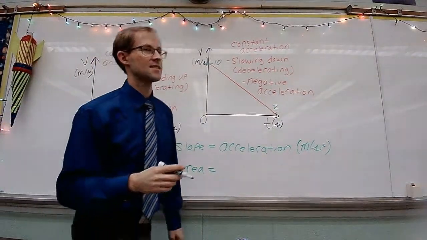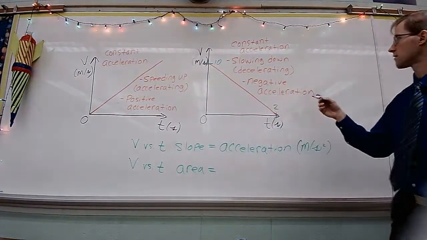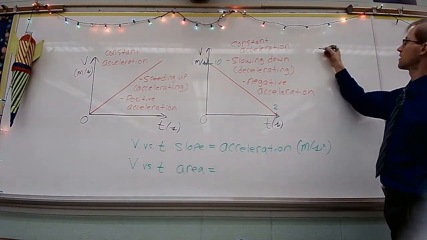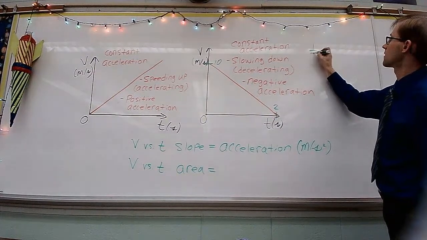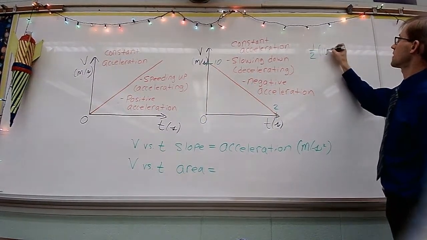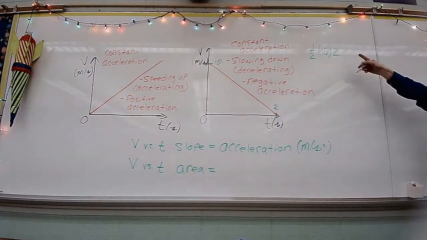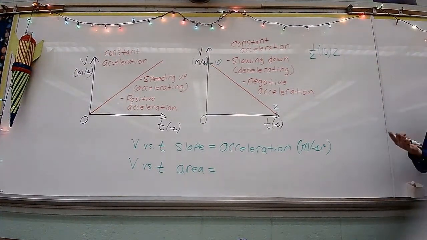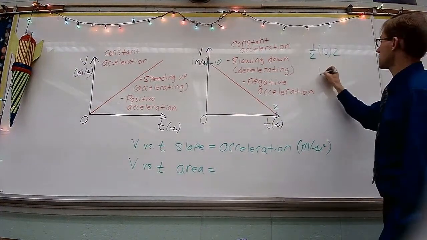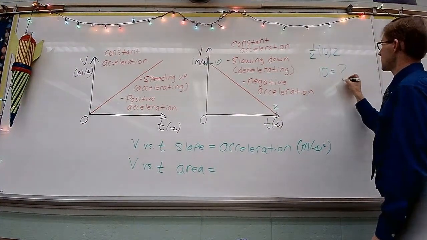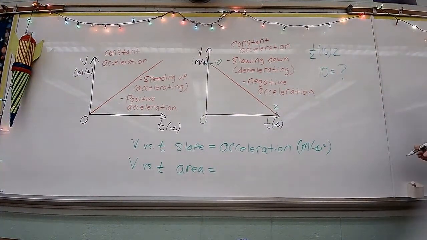20? Almost. 10. Yeah. 1/2 base times height. So 1/2 times 10 times 2 is going to give you an area of 10. So the question is, what does that 10 actually tell us?